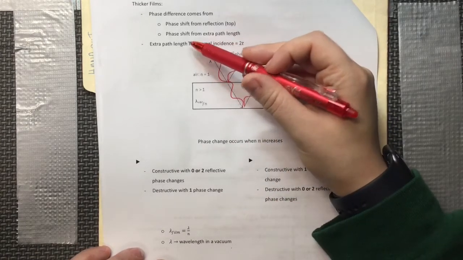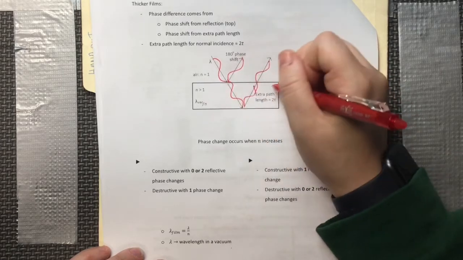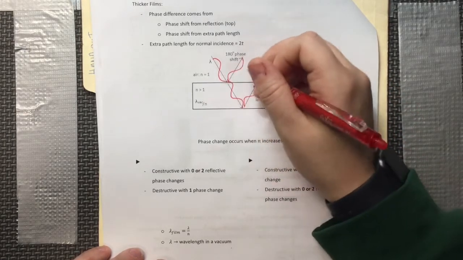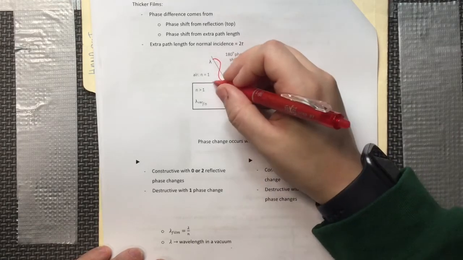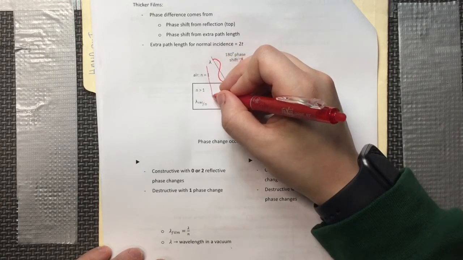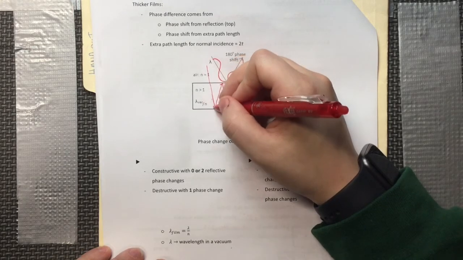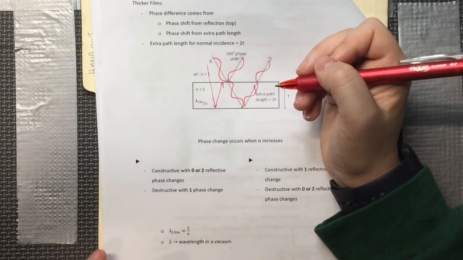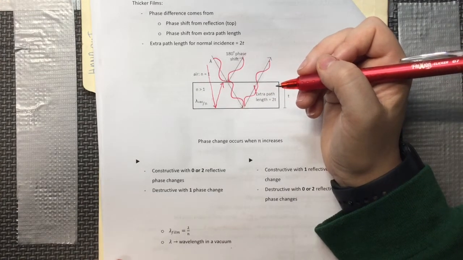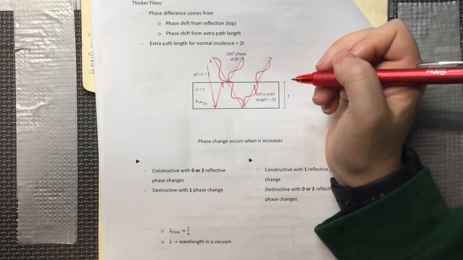It has an extra path length of 2t, so 2 times the thickness of it. This angle is exaggerated. You can think of it more as going like that and that, which if it travels down a distance of t and travels back up a distance of t, then you can see that it would travel 2 times the thickness of the film.